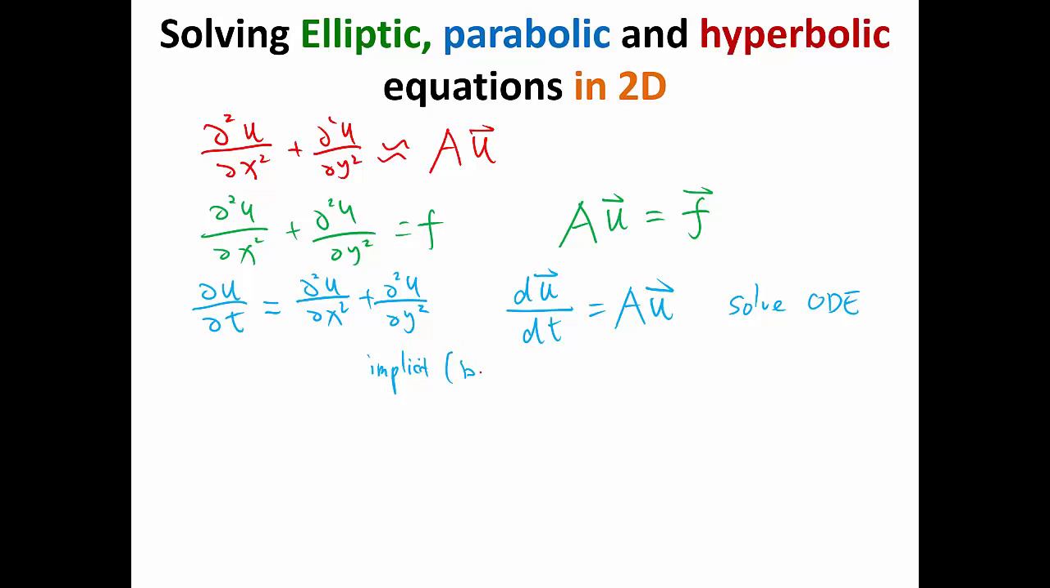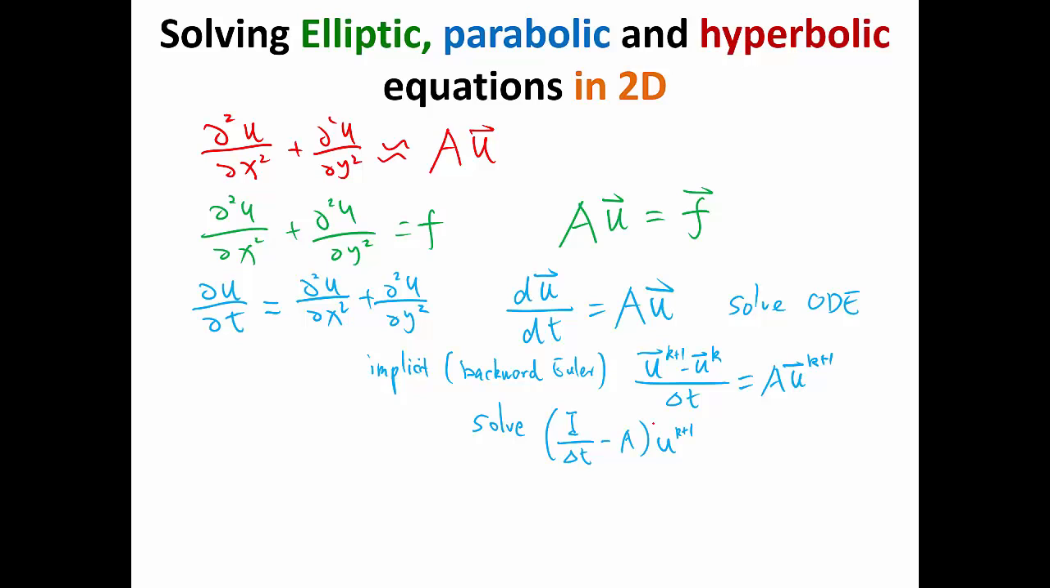Let's say I'm going to give an example of backward Euler. That is u at step k plus 1 minus u at step k, divided by delta t, equal to A times u at step k plus 1. If this were step k, it would be forward Euler. If it's k plus 1, it's backward Euler. And if we use a scheme like that, again, we need to solve a matrix equation at every time step. And this is the matrix equation we will need to solve.